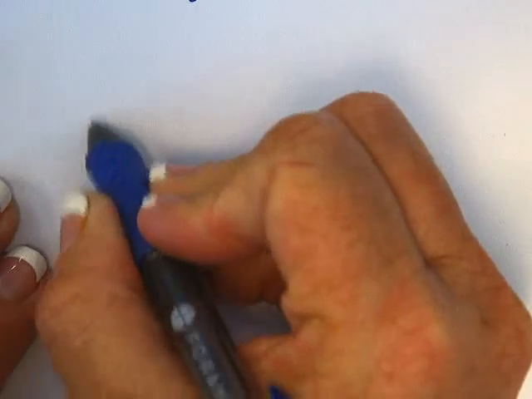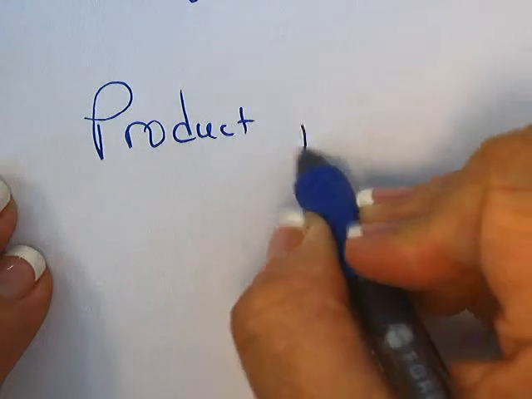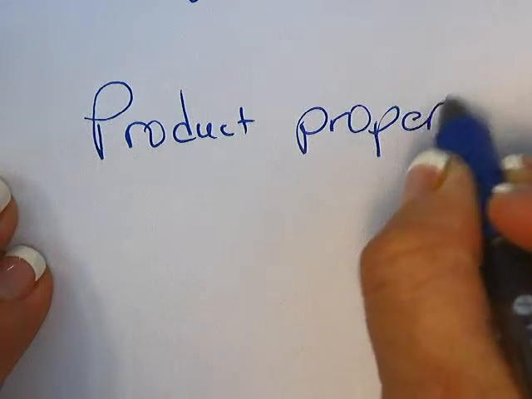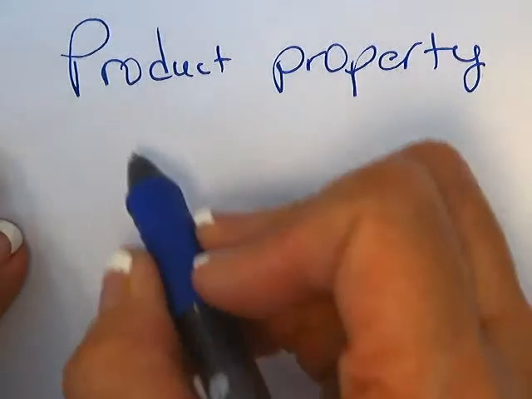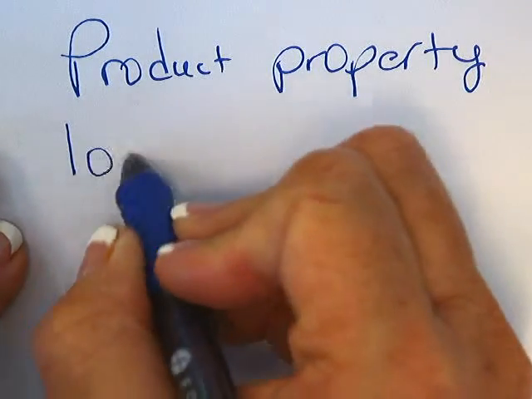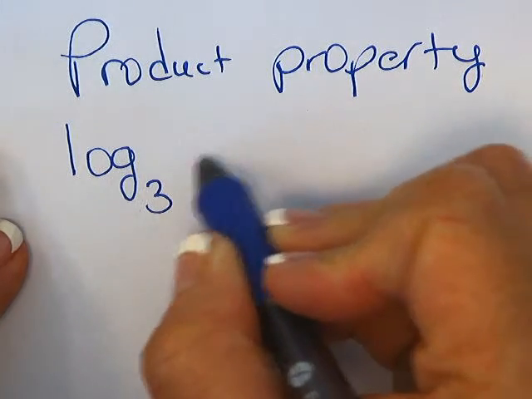Welcome. In this section, we're going to talk about properties of logs, how to expand our logs and how to condense our logs. So the first property we want to talk about is the product property. Our product property says that when you have a log, any base, that has something multiplied together in our value.